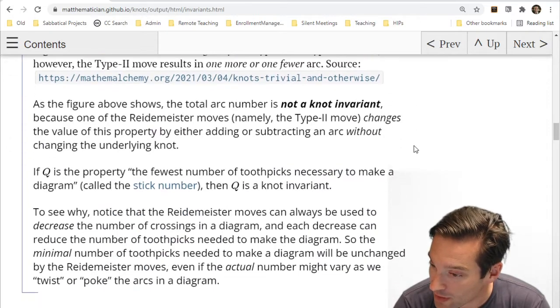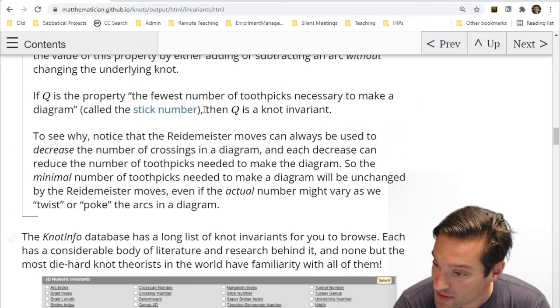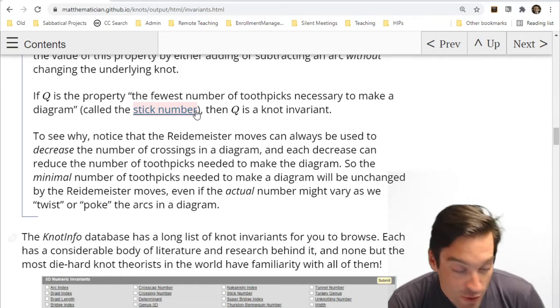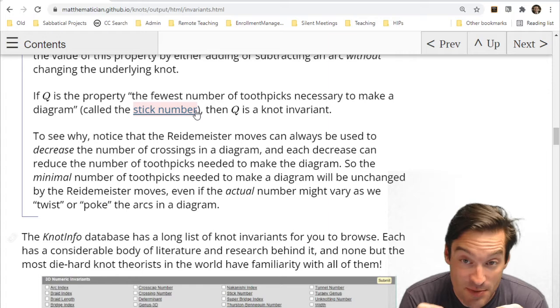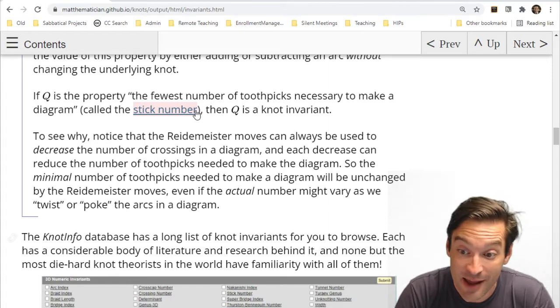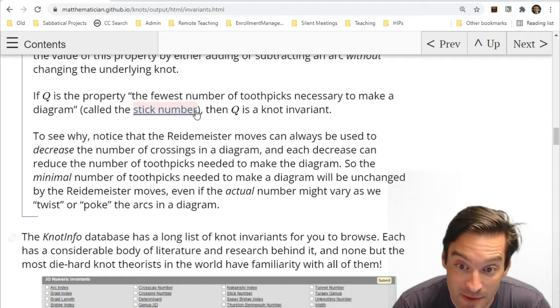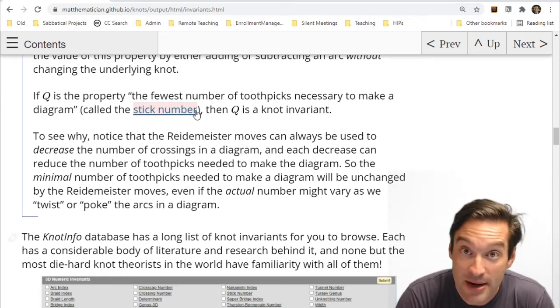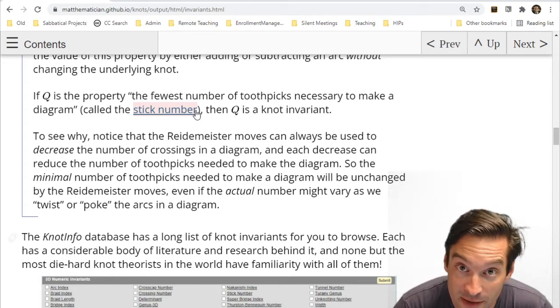And so an example of a knot invariant might be, here's a fun example, something called the stick number. This is how many toothpicks would I need to have? What's the smallest number of toothpicks that I would need in order to lay them down on a table and form a diagram of my knot? Right? Imagining that the toothpicks are as long as we need them to be, but just how many of them would it take for me to make a diagram?